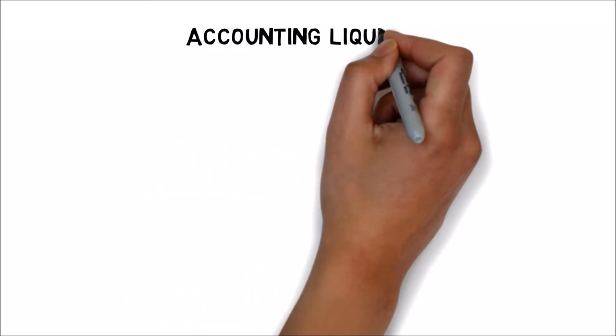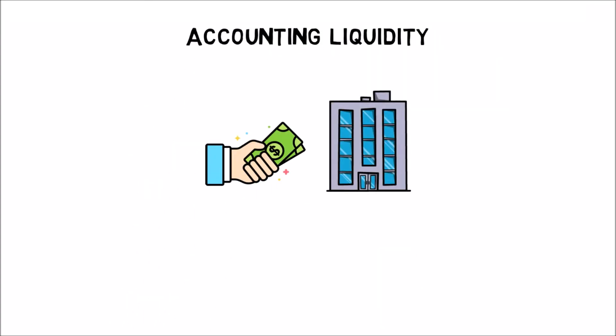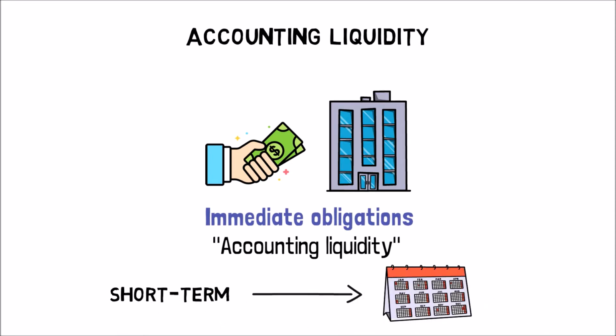Let's start with accounting liquidity. The amount of cash a firm has on hand to pay its immediate obligations is referred to as accounting liquidity. In this case, short-term means anything beyond a year.